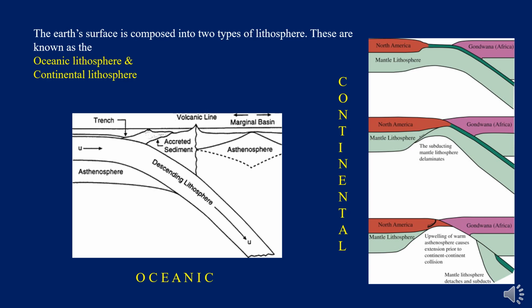The oceanic lithosphere includes the uppermost layers of mantle, which is topped with a thin yet heavy oceanic crust. This is where the hydrosphere and lithosphere meet. And the continental lithosphere includes the uppermost layers of mantle, which is topped with a thick yet light continental crust. This is where the atmosphere, biosphere, and hydrosphere meet the lithosphere.